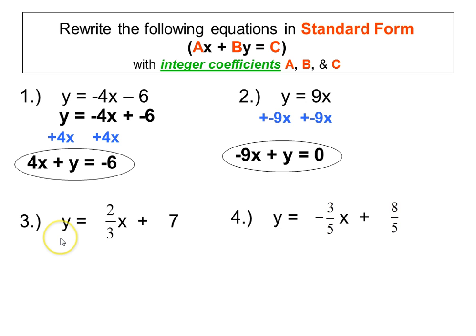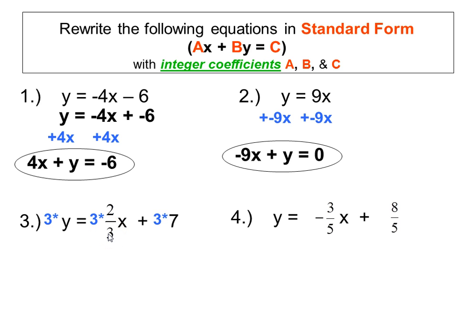Number 3 is a little bit different than the first two because we're dealing with a fraction now. We have to get rid of a fraction because, again, we want to deal with integer coefficients. So we're going to want to change this fraction into an integer. And how we're going to go about doing that is multiplying the entire equation by 3. And the reason I'm going to multiply the entire equation by 3 is because that will eliminate this 3 in the denominator. Because 3 times 2/3 is 2. 3 times 2 is 6. 6 divided by 3 is 2.